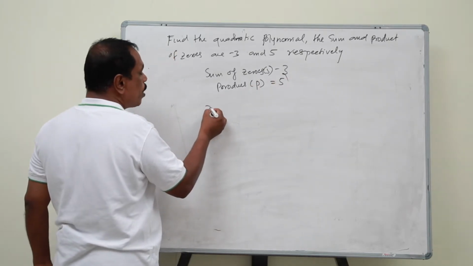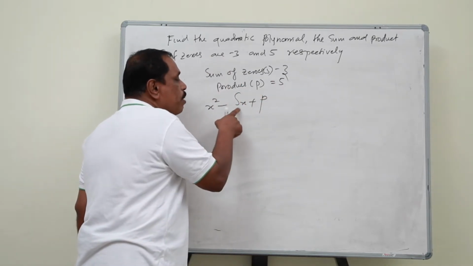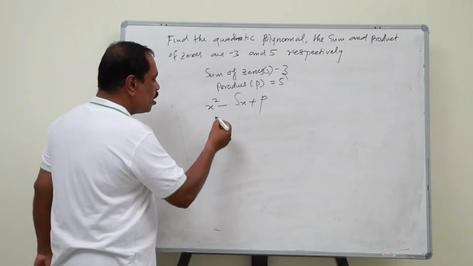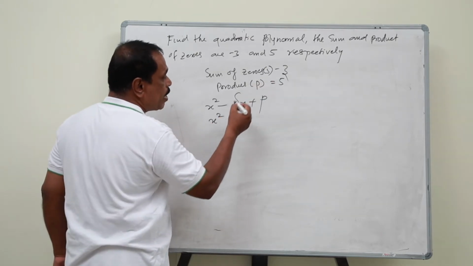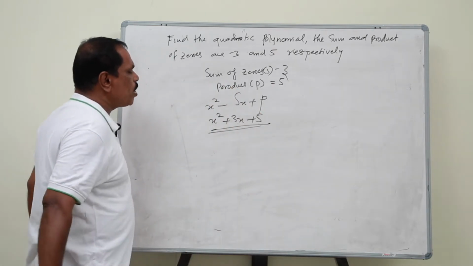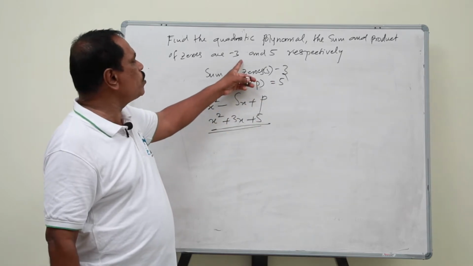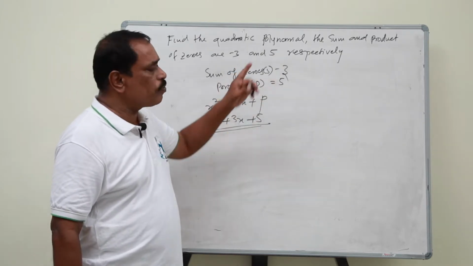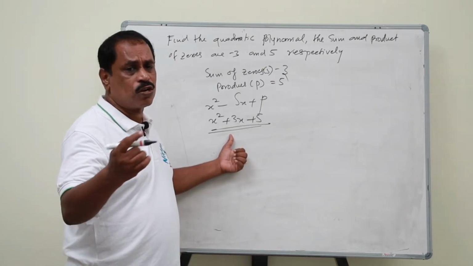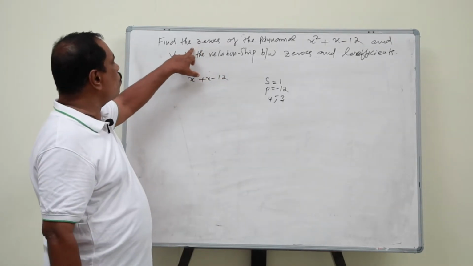And we know the polynomial x square minus sx plus p, correct? x square minus sum of the zeros into x plus product of the zeros, correct? That is x square minus minus 3x, that is plus 3x plus 5. Very simple. x square plus 3x plus 5 is the polynomial whose sum of the zeros is minus 3 and product of the zeros is 5. And after this, in the second question, they may ask me to find the zeros also. But in this particular question it is not there. Okay? Let us do one more question.